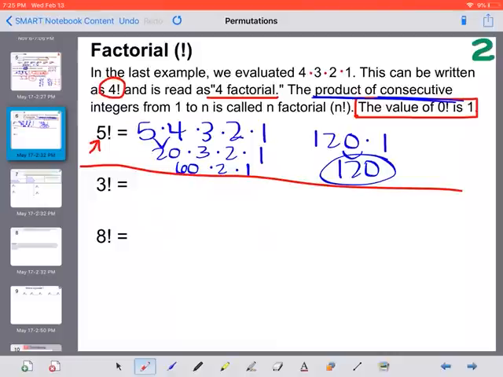Next, if we only have 3 objects, how many ways can we arrange all of them? 3 times 2 times 1. We actually did this with the letters CAB. 3 times 2 is 6, times 1 is still 6. 6 ways to arrange those 3 objects or letters.